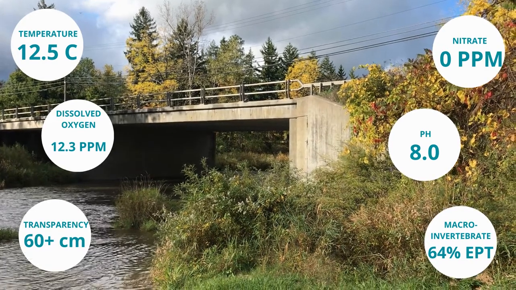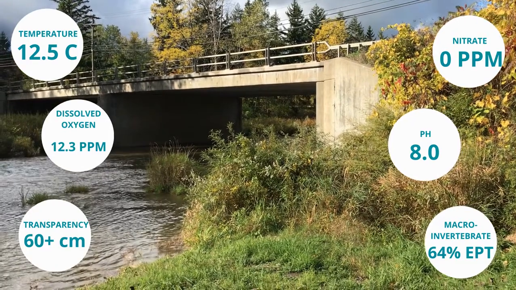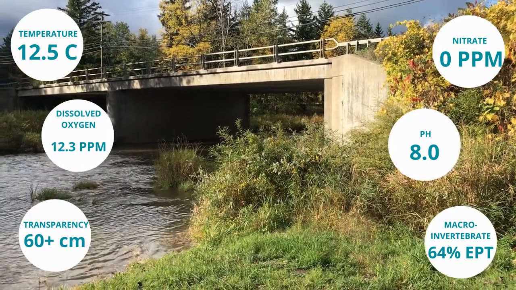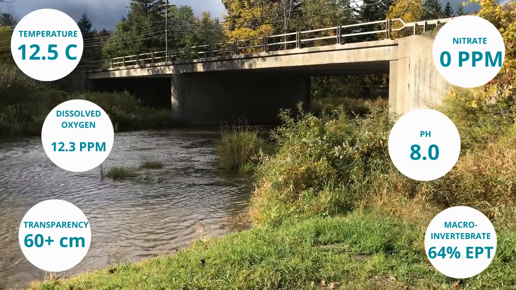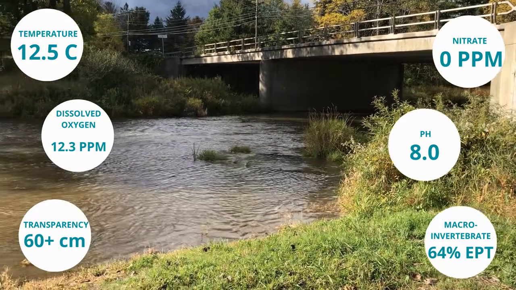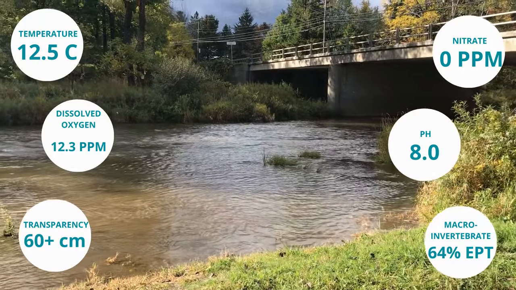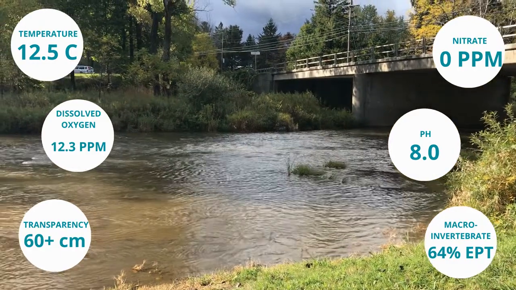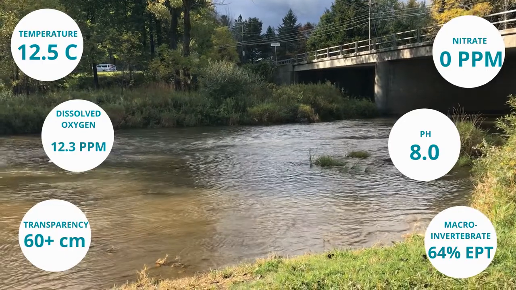Our temperature is shown in degrees Celsius, our dissolved oxygen in parts per million, higher usually is preferred. Our transparency is shown in centimeters, so high transparency in this situation indicates better water quality. Nitrate is also shown in parts per million. We would like this number to be low for good water quality. Our pH target range is between 6.5 and 9 for good water quality.